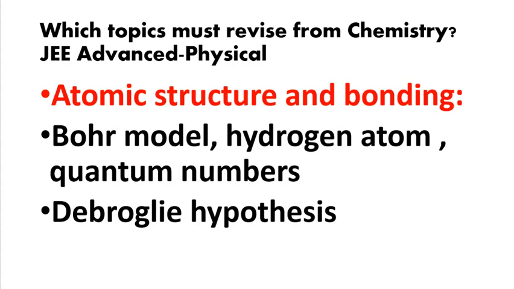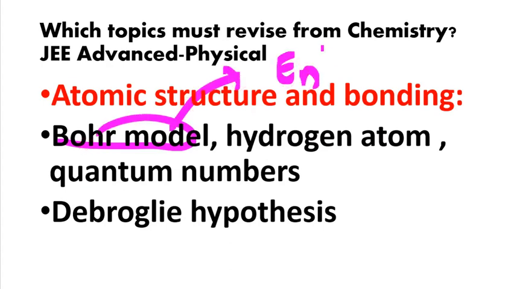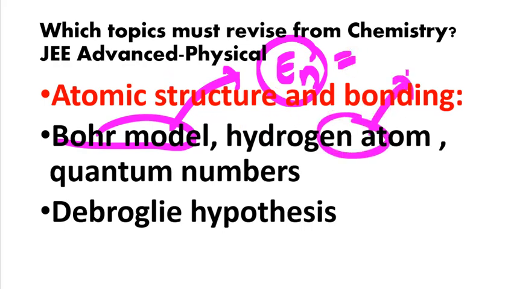Now, atomic structure and bonding. Look at the Bohr model from which try to check the energy, and also orbitals. Just look at the energy of one-electron systems like hydrogen atom and hydrogen-like atoms. Focus on them and look at the quantum numbers and most appearing questions on de Broglie hypothesis. So just focus on it.